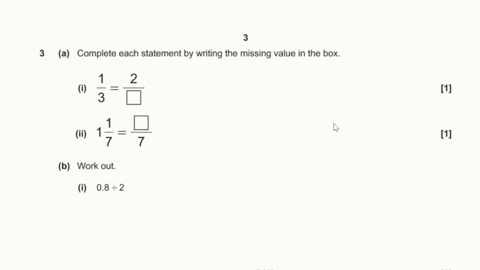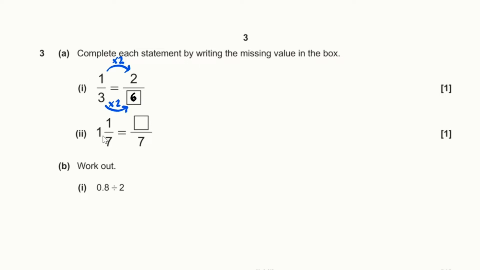Question number 3 for part A. We have to complete each statement by writing the missing value in the box. Well, here we've got 1/3 equals 2 over something. To go from the 1 to the 2, we multiply by 2, so we also have to do the same thing over here. Multiply by 2. So it turns out we get 2/6, which is equivalent to 1/3.